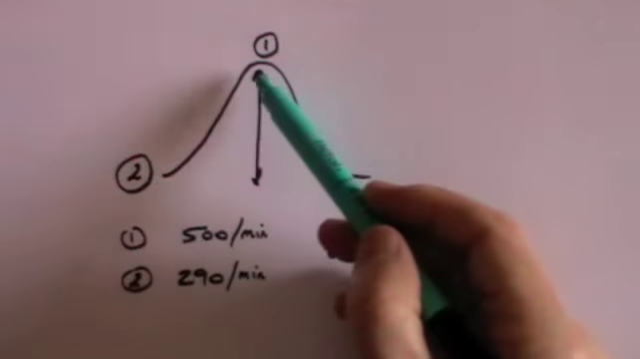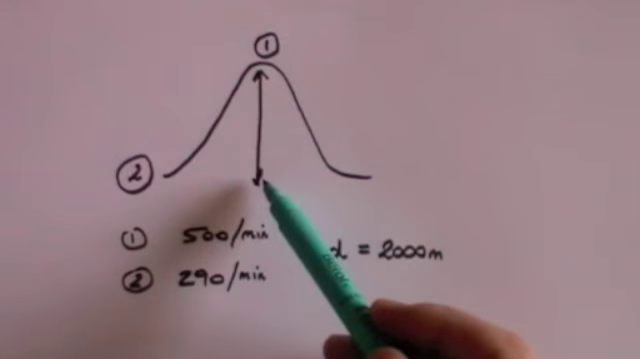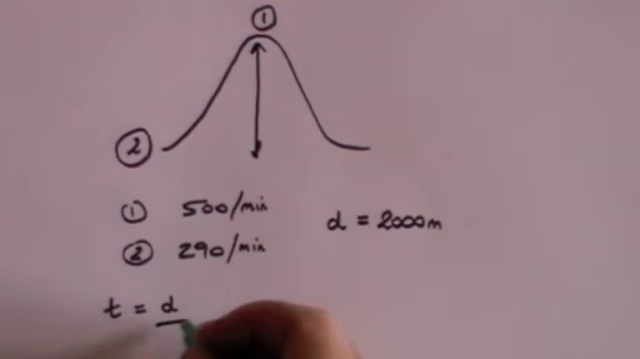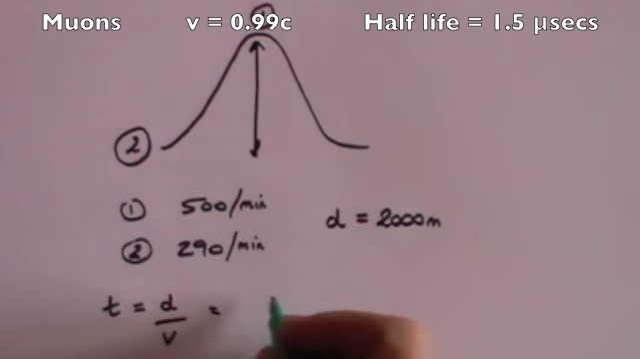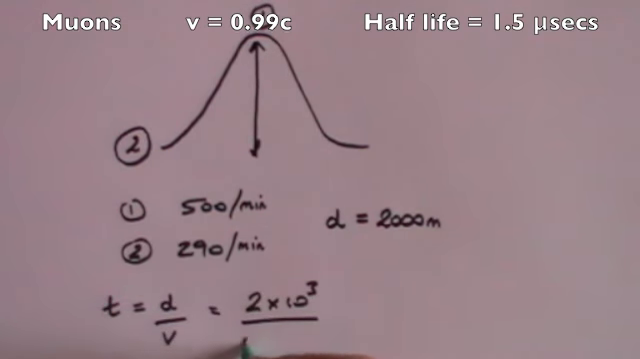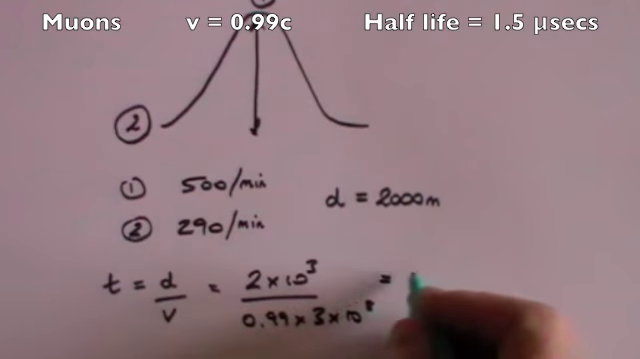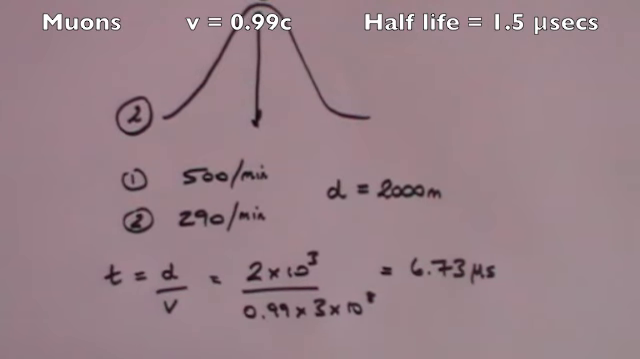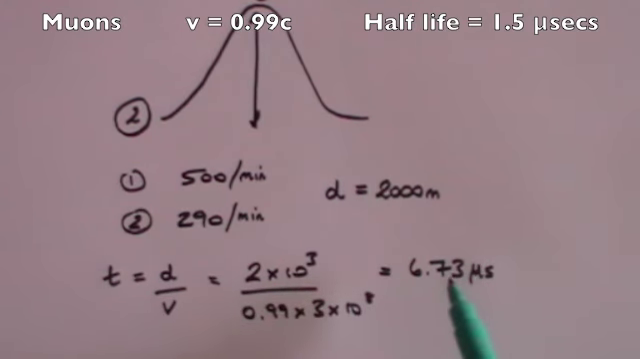Now we can do a simple calculation to find out how long it takes to fall 2,000 metres. Well, the time is simply going to be the distance divided by the velocity. In this case, the distance is 2,000 metres and the velocity is 0.99 times the speed of light. And that comes out to approximately 6.73 microseconds. And since the half-life is 1.5 microseconds, this is more than 4 half-lives.